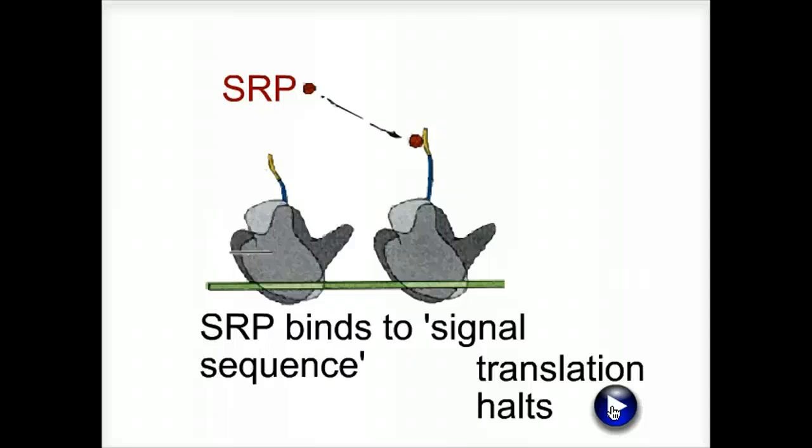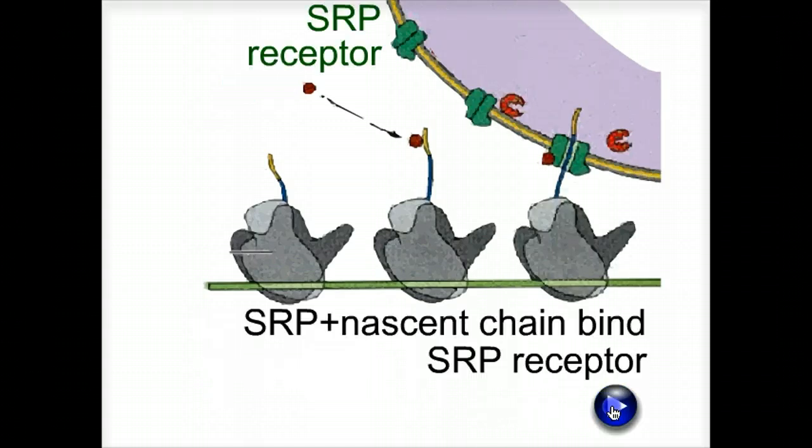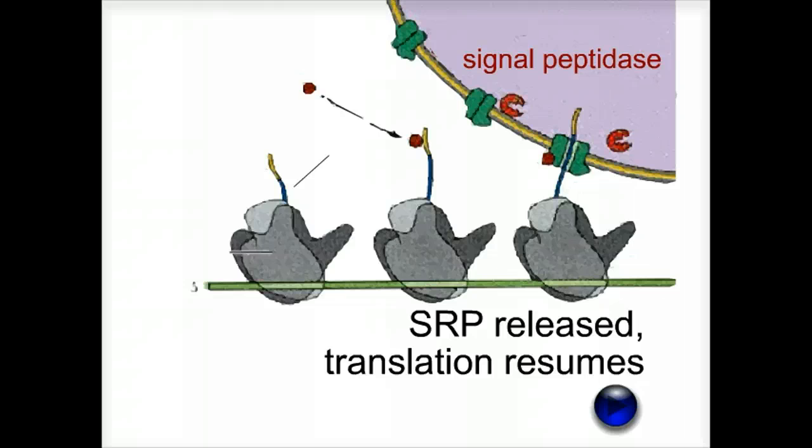This particle recognizes a signal sequence present in the polypeptide that says, "Take me to the membrane." Once SRP binds the signal sequence, translation halts. The ribosome complex will move to the membrane by diffusion, where it will interact with the SRP receptor. The SRP receptor also acts as a channel, allowing the polypeptide to pass through the membrane.